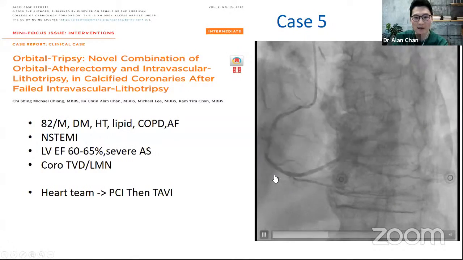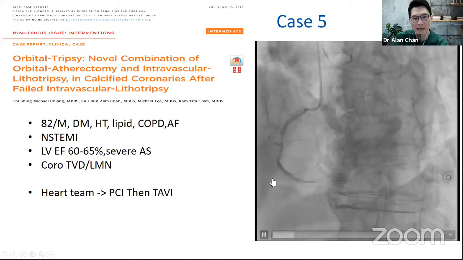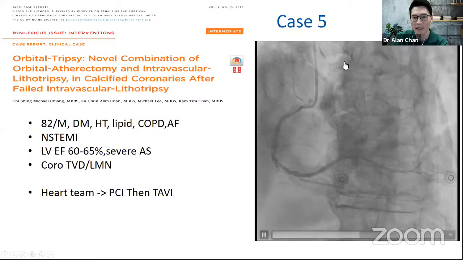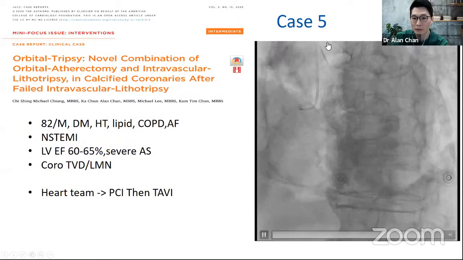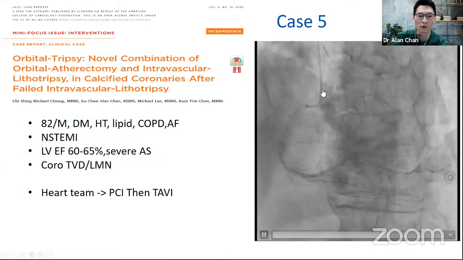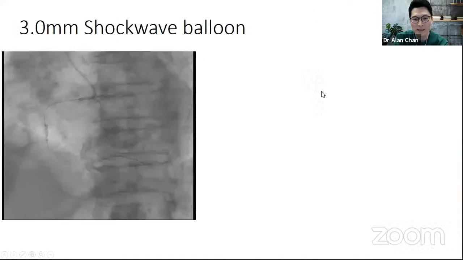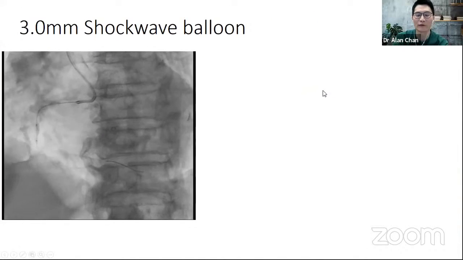The last case is a combination of orbital as well as lithotripsy. So it's an 80-year-old gentleman with severe AS. Actually, it's a calcified man. You can see porcelain aorta, severe AS, MAC, and triple vessel calcification. So this is a 3 vessel disease, and the first stage is treating the RCA. Again, with severe AS, we don't want to blow up with rotational atherectomy.